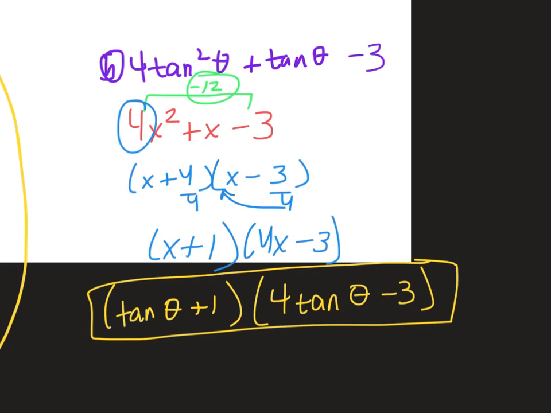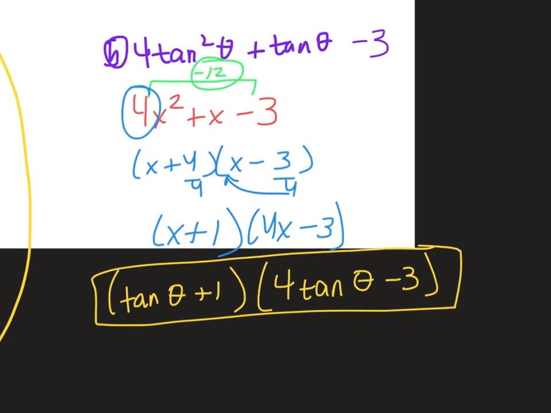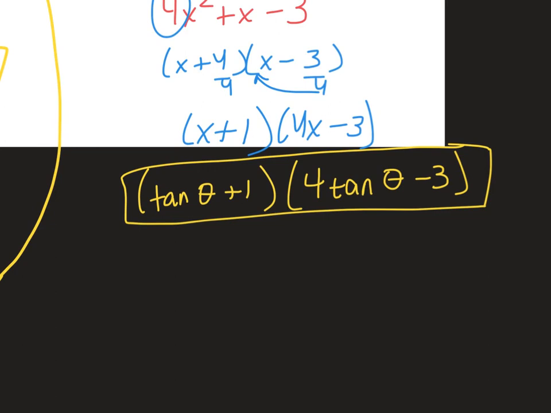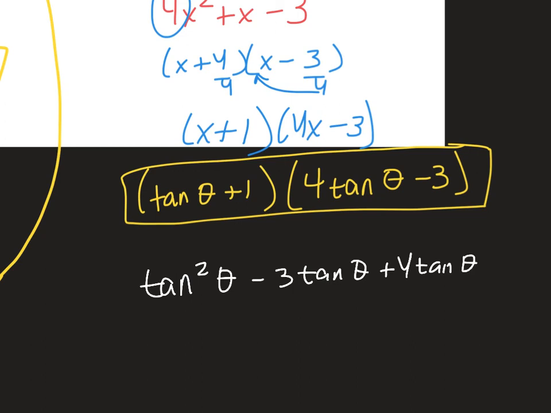And if I FOIL that out to check it, tangent theta times tangent theta gives me tangent squared theta. Tangent theta times negative 3 is negative 3 tangent theta. 1 times 4 tangent theta is plus 4 tangent theta. And 1 times negative 3 is negative 3. So I have, Miss Meadows, I forgot the 4 in front. I got the 4. Yeah.